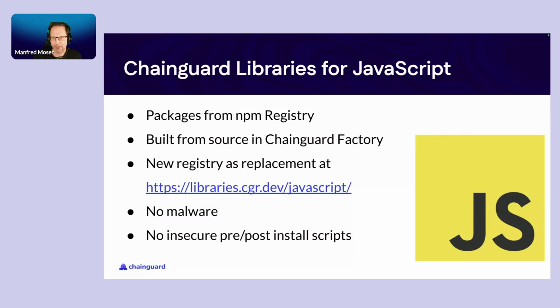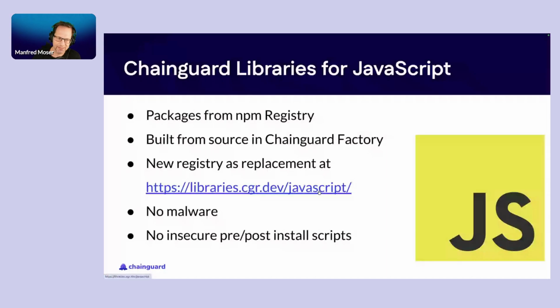So what is it? How do we do this? Well, for Chainguard Libraries for JavaScript, we basically take all the packages from the npm registry and we rebuild them from source in the Chainguard Factory. The Chainguard Factory is our whole build infrastructure, from building the Chainguard OS, the Linux kernel for Chainguard VMs, all the packages, OpenSSL and all that stuff, all from source in a SLSA 2 certified, very secure environment, monitored during the build, locked away from the internet and so on. We build them from source. And then we provide a new registry as a replacement.